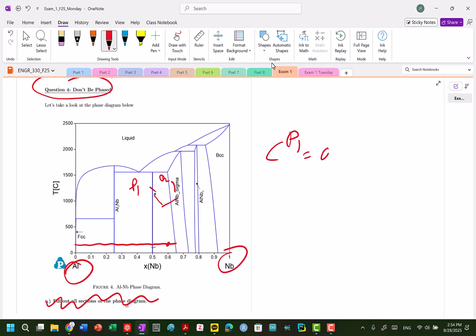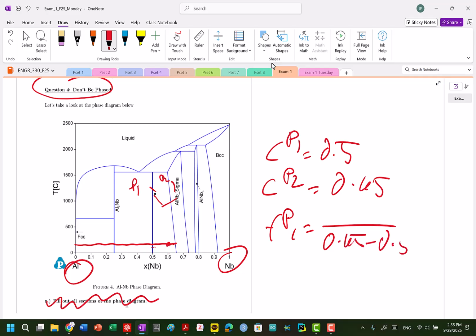My composition of P1 at this temperature, at this composition, I'm going to run over here, and that's going to be at 0.5. My composition in P2 will be equal to about, let's call that, 0.65. Yeah, exactly, 0.65. My fraction in P1 will be equal to, in the denominator, remember, it's the full length, so 0.65 minus 0.5. And I'm going to run opposite, so 0.65 minus 0.6, because that's where our initial composition is.